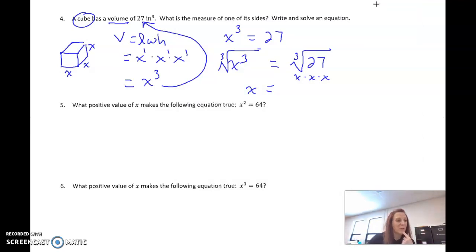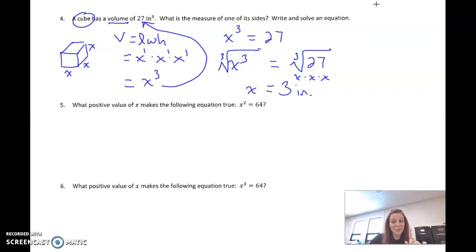But if I'm looking at this, I kind of know, hey, 27, 3, right? 3 times 3 is 9 times 3 is 27. So x is equal to 3 inches. So 3 inches by 3 inches by 3 inches. All right, just a couple more examples.